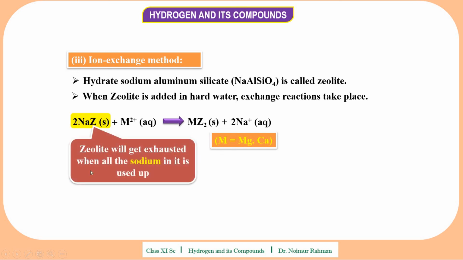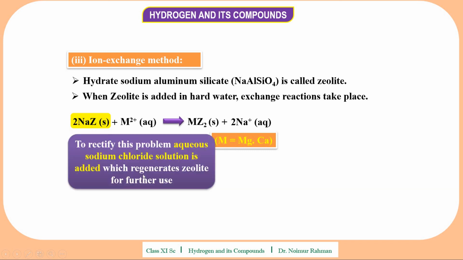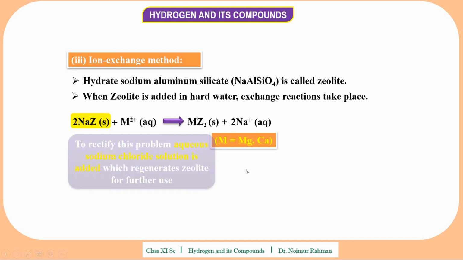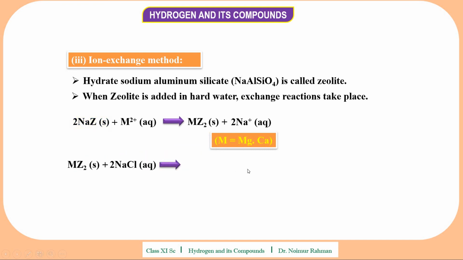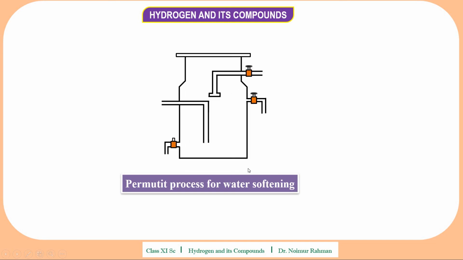Zeolite will get exhausted when all the sodium in it is used up. To rectify this problem, aqueous sodium chloride solution is added, which regenerates zeolite for further use. So this is the experimental setup of the permutit process for water softening.